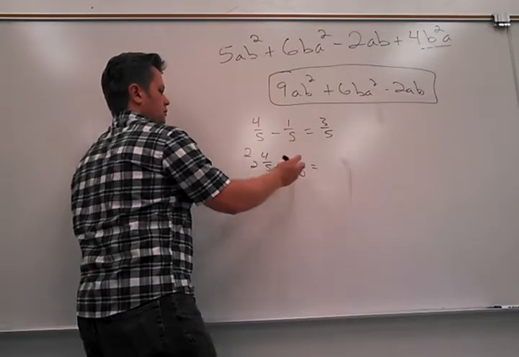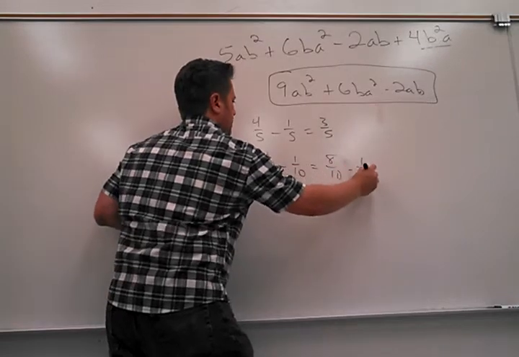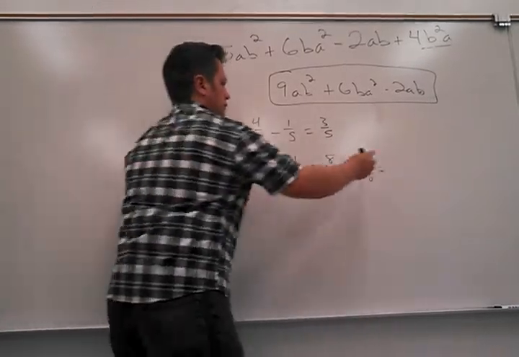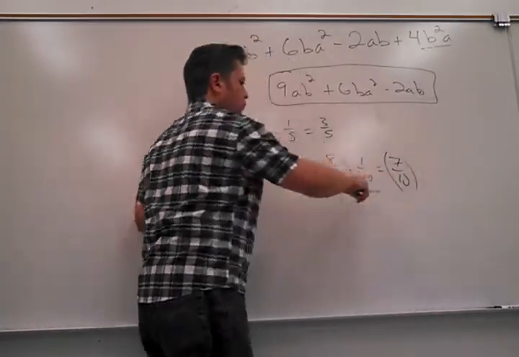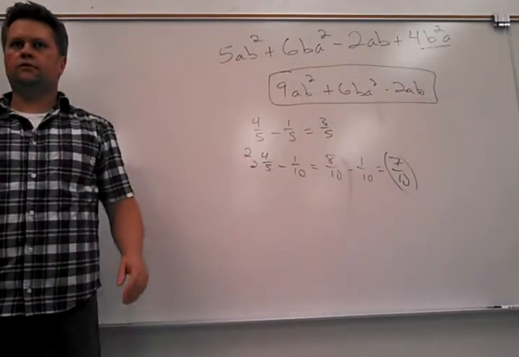Yeah, times 2. So I get 8/10 minus 1/10. Now it's 7/10. Yeah, 8 of these minus 1 of the same thing is 7 of those things. I like it.